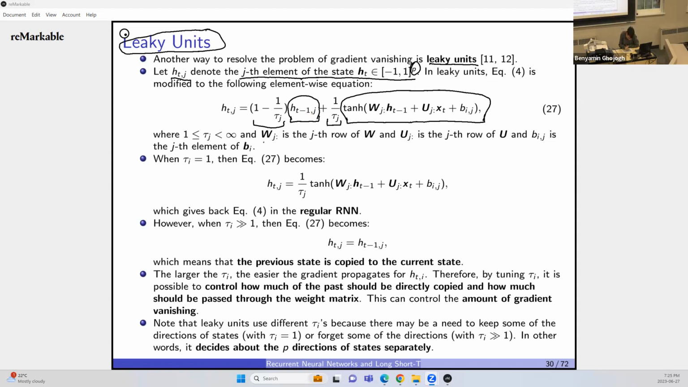And Wj double dot means the jth row of W. Uj double dot is the jth row of U, bj is the jth element of b. And tau J is between 1 and infinity.